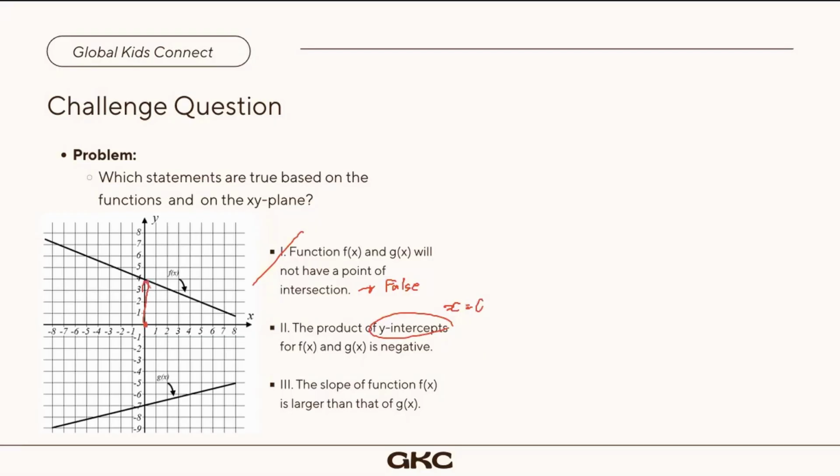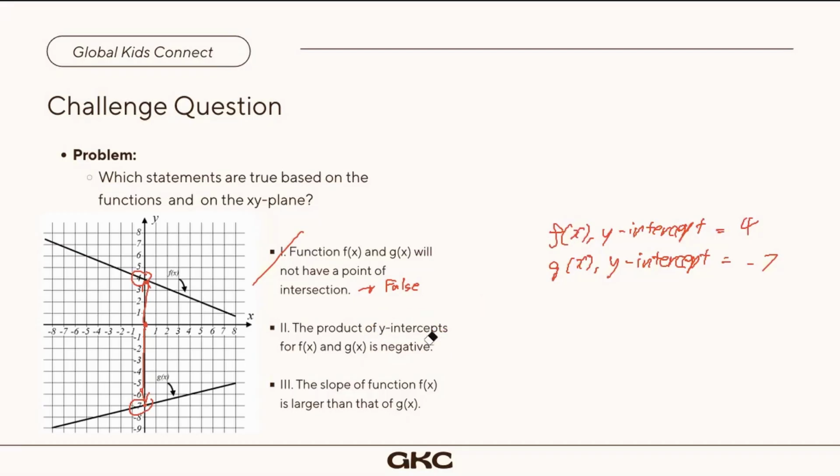And so the y values for each, if we go up, we see that for f of x, the y-intercept is equal to positive 4. And then for g of x, the y-intercept is equal to, we'll take a close look here at this point where y is equal to negative 7. And so, knowing these two intercepts, statement 2 says the product of these two is negative.